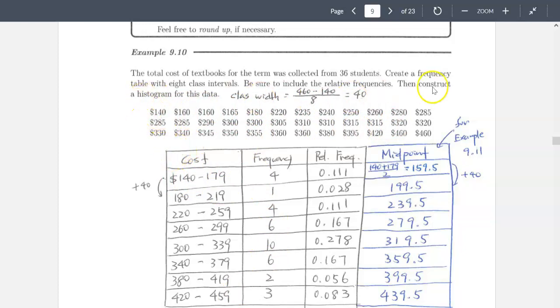How many of the numbers in this original data are between 140 and 179, including 140 and 179? There are 4 numbers. Same thing with the second one. How many are between 180 and 219, including 180 and 219? Only one number is in that, and you go all the way down for frequency. Relative frequency is the same thing: you take the frequency divided by the total frequency.